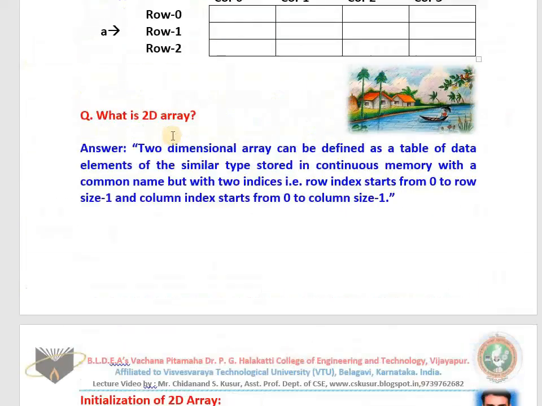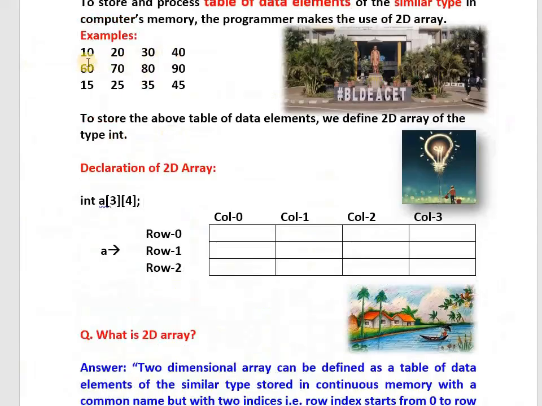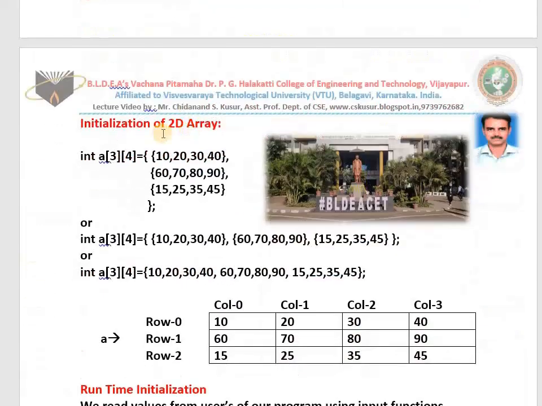Now I would like to store these values in memory: 10, 20, 30, 40, 60, 70, 80, 90, 15, 25, 35, 45. Then what do I do? int A[3][4], 3 rows, 4 columns. First set of values, comma, second set of values, comma, third set of values, no comma, then ended with a semicolon. This is initialization. We allocated the memory, we stored the values.